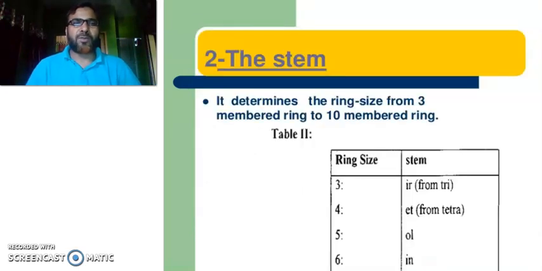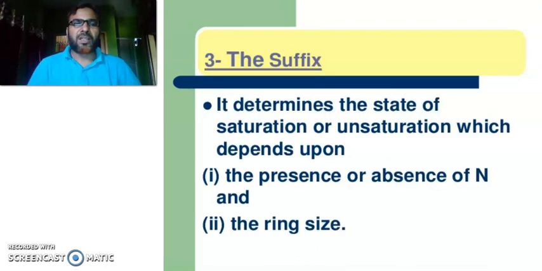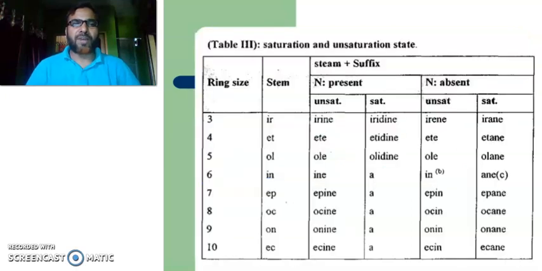Now friends, the stem. What is the meaning of stem in heterocyclic compounds? It determines the ring size from 3-membered ring to 10-membered rings. Ring size 3, stem ir, 4, et, 5, ol, 6, in. Now suffix. What is the meaning of suffix? They determine the state of saturation or unsaturation, which depends upon the presence or absence of nitrogen and ring size. Now you can see ring size 3, 4, 5, 6, 7, 8, 9, 10. Stem: ir, et, ol, in, ep, oc, on, ec.